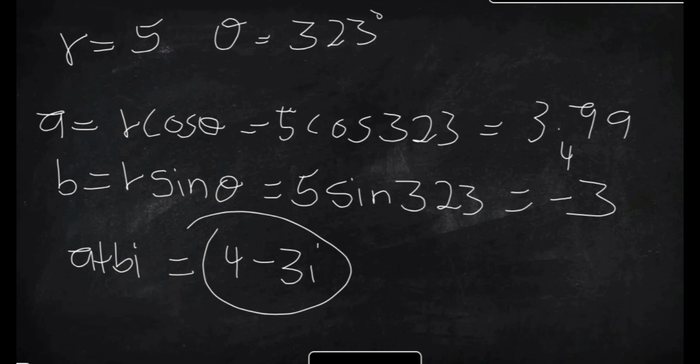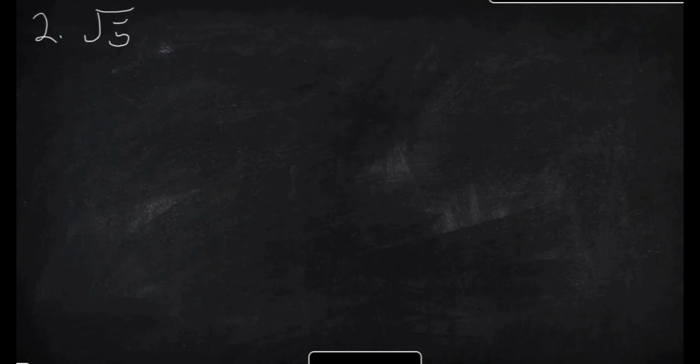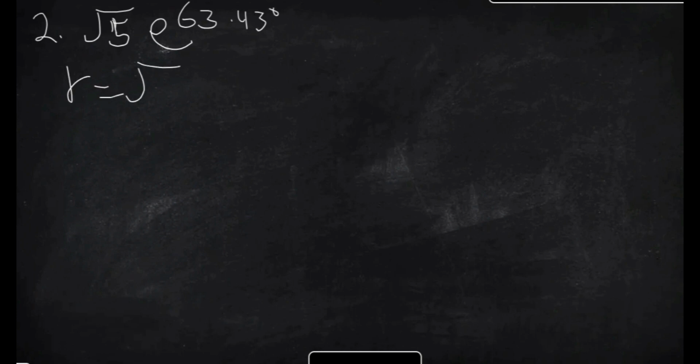Let's try another example. Taking this example, this is in polar coordinate, which is in exponential form. So the very first thing that we need to be able to convert it back to rectangular form is we first need our radius, which is root of 5, and we also need our theta, which is 63.43.